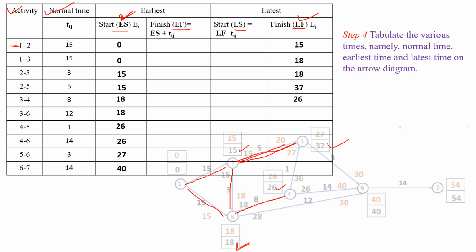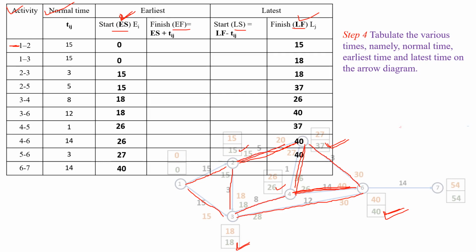Next one is the activity 3 to 6. For activity 3 to 6, latest finish time is 40 at event 6. And next one is the activity 4 to 5. For activity 4 to 5, latest finish time is 37 at event 5. And next one is the activity 4 to 6. For activity 4 to 6, latest finish time is 40 at event 6. And next one is the activity 5 to 6. For activity 5 to 6 also, latest finish time is 40 at event 6.